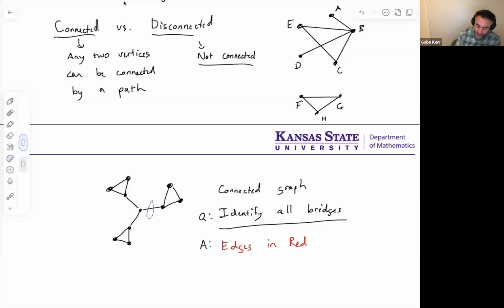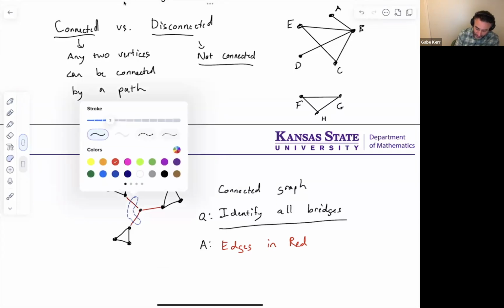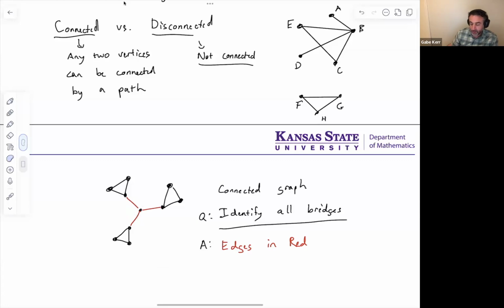However, if I took this edge away, all of a sudden I have a disconnected graph. So this edge is a bridge. And when I have such a thing, I'll color it red. If you look, you might be able to find the other bridges. And indeed, there's a little bit of a symmetry here. They're right here. These two are both bridges, and everything else is not a bridge.